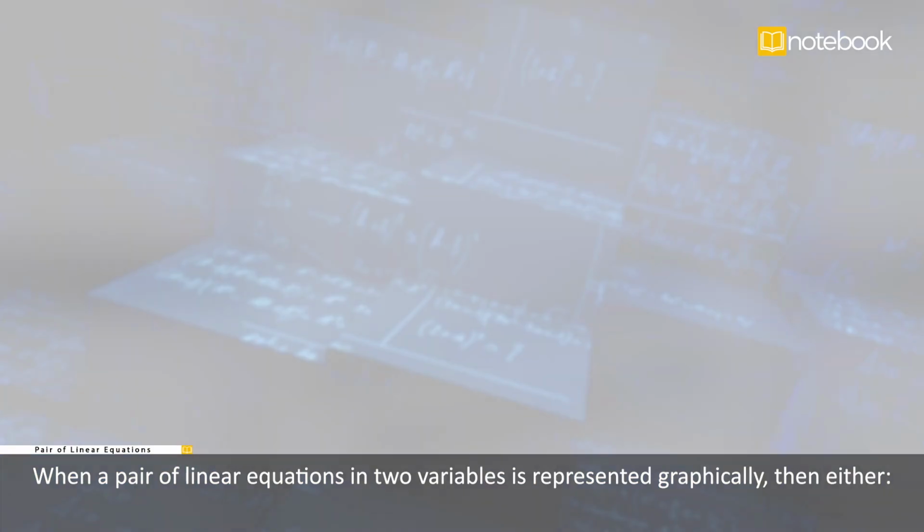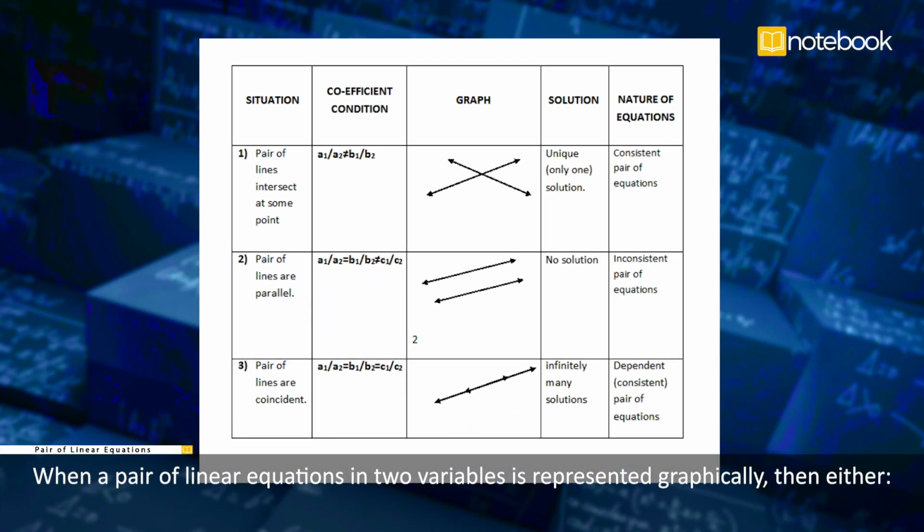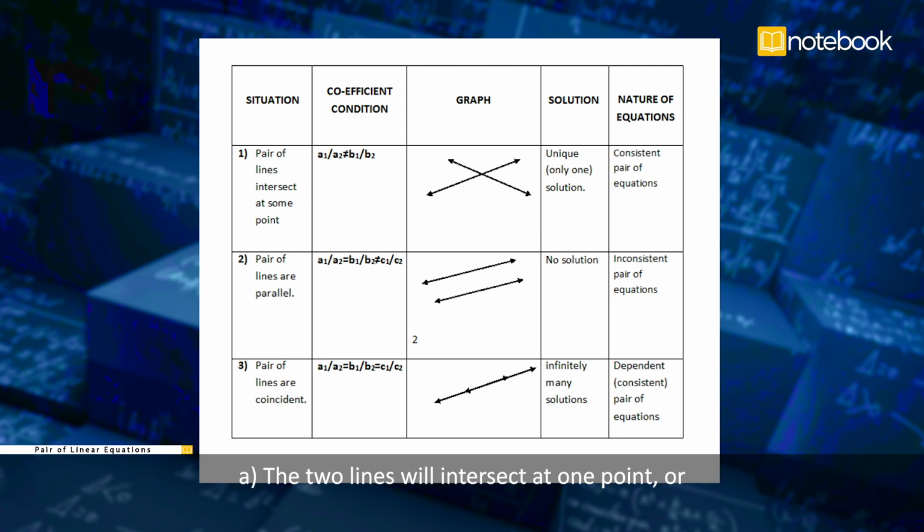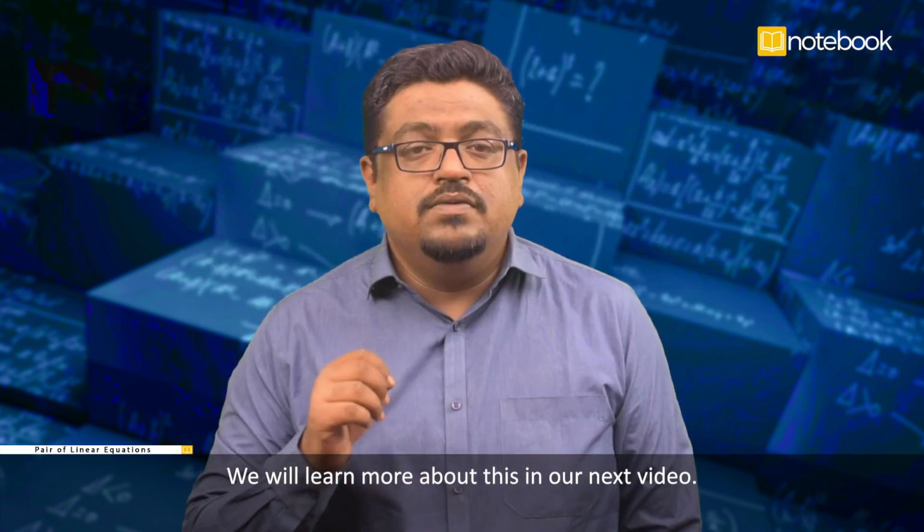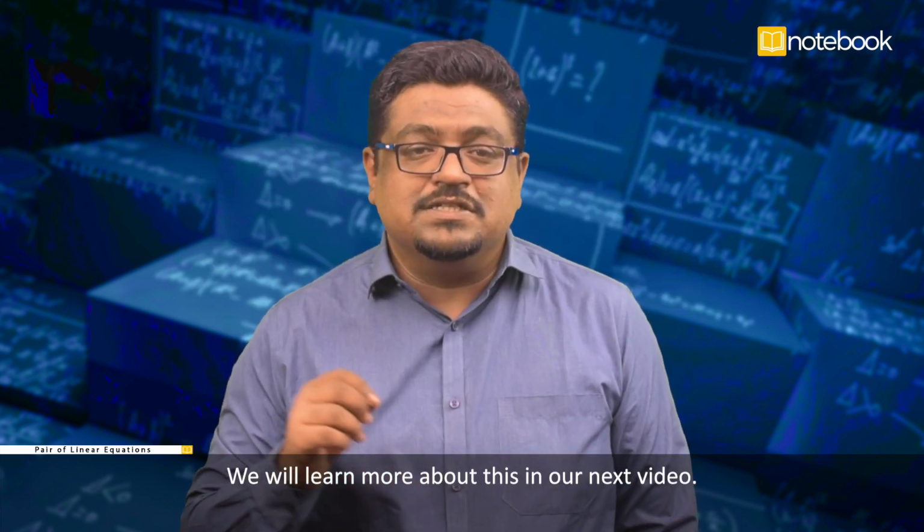Here you go. When a pair of linear equations in two variables is represented graphically, then either the two lines will intersect at one point or the two lines will be parallel to each other. That is, they do not intersect. Or the two lines will be coincident. We will learn more about this in our next video.